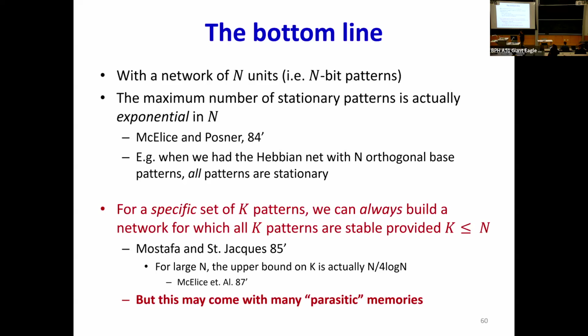Now, for any specific set of k patterns, so long as k is less than n, it's always possible for me to design a network that will remember those k patterns. It doesn't mean that it's not going to remember other patterns. You can have spurious memories, and you can actually end up with many parasitic memories, things that you don't remember.